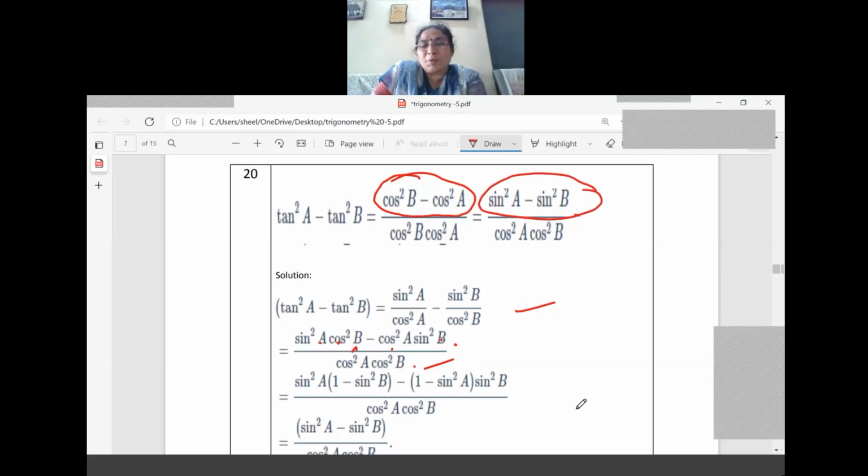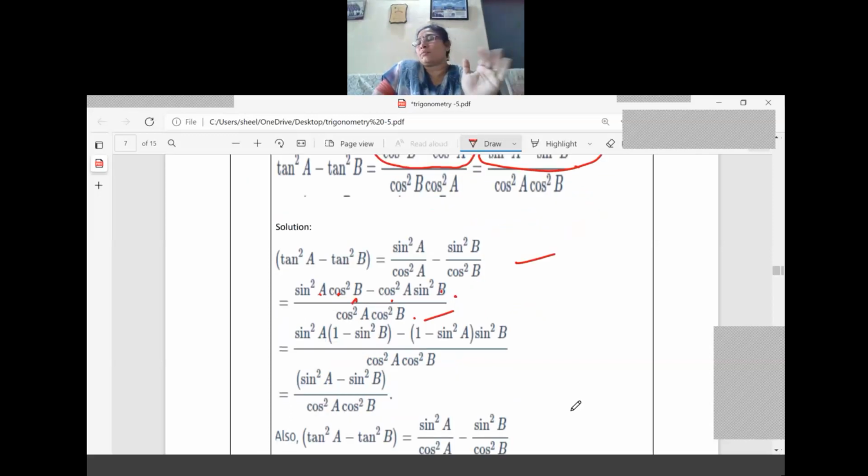But if you check the denominator, no change is required there, right? So here, first we changed cos square B as 1 minus sin square B only. Then cos square A we have changed as 1 minus sin square A only. So again expand. If you expand, these two terms will get cancelled. One is minus sin square A sin square B, and similarly on this side it is plus sin square A sin square B, that will get cancelled. So what is remaining there? Sin square A minus sin square B divided by cos square A into cos square B.